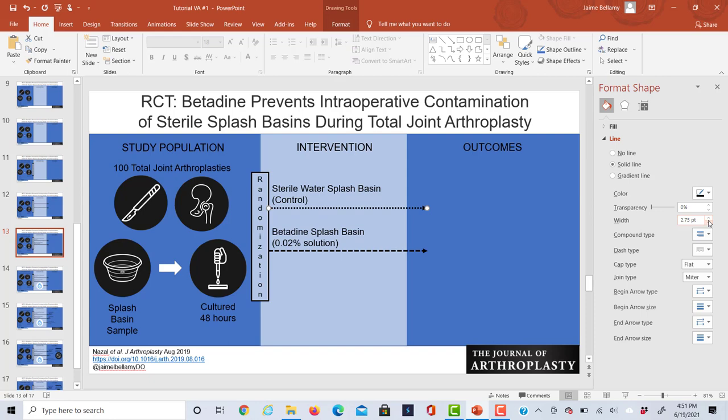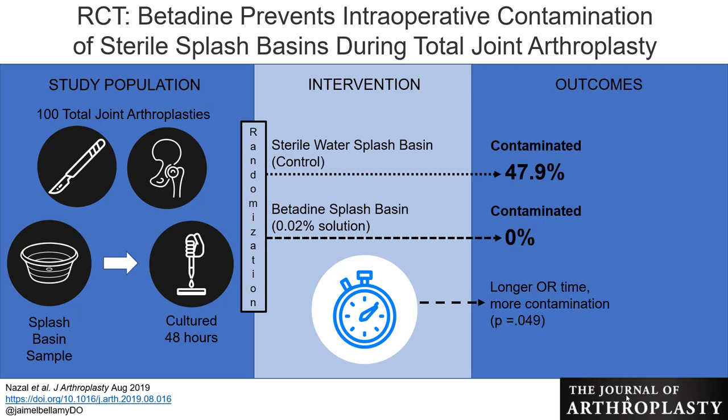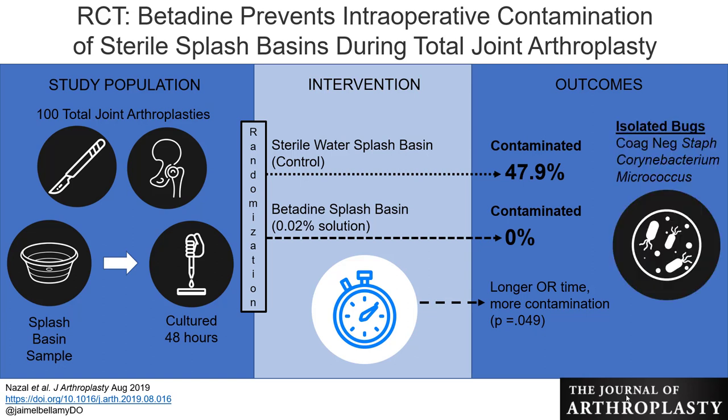This study also looked at OR time, so I also inserted a clock icon to show those results as well. Start plugging in the outcomes and results from the interventions. I try to make the numbers larger and bold because after the methods, the results are the most important part of the paper. In this study, the betadine had 0% contamination and longer OR time had higher contamination. They also listed the bacteria that were isolated, so those were listed with a petri dish of bacteria.